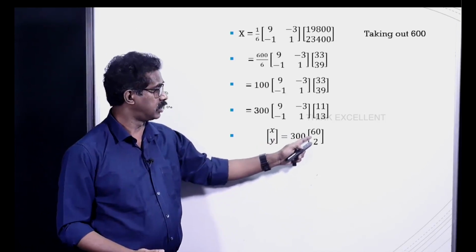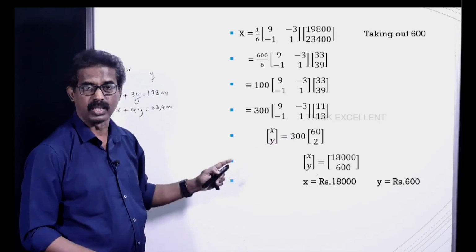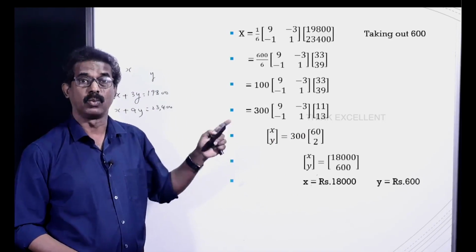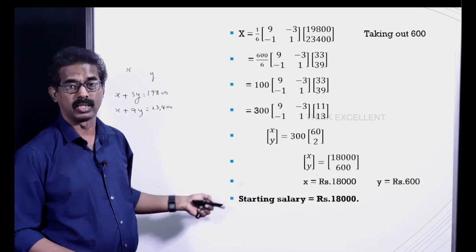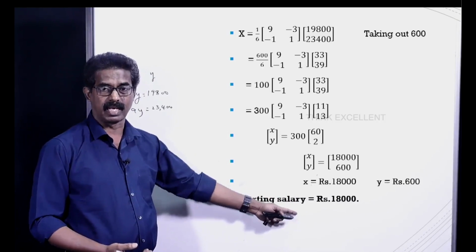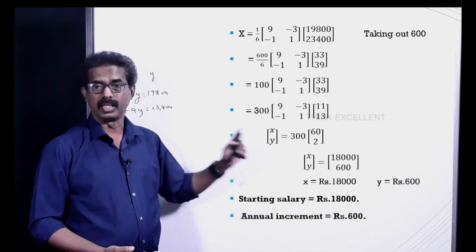300 into 60 and 2, so multiply everything, x value and y value you are getting. Don't leave that x and y. You know what x represents and what y represents; write everything, and write the unit also. Starting salary is x, so starting salary is rupees 18,000, x value, right? And annual increment, that is y, and y is 600.